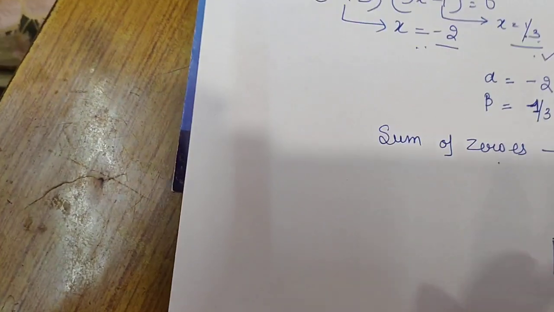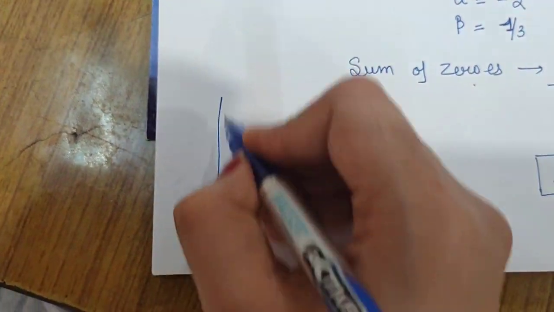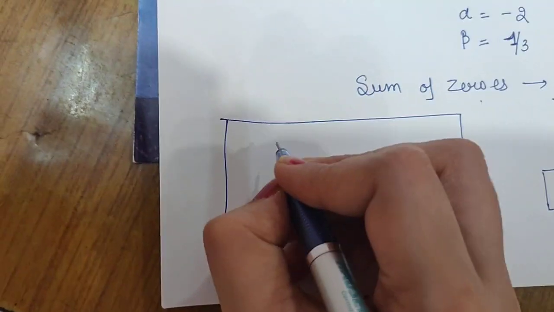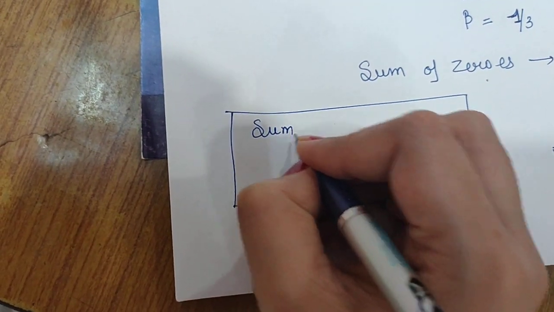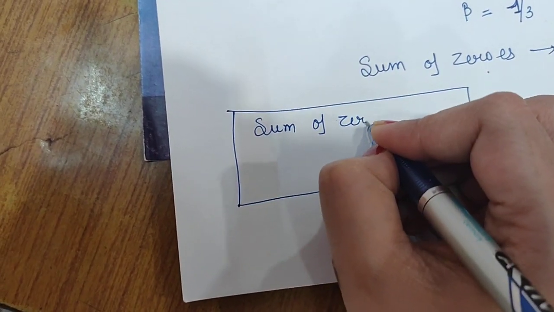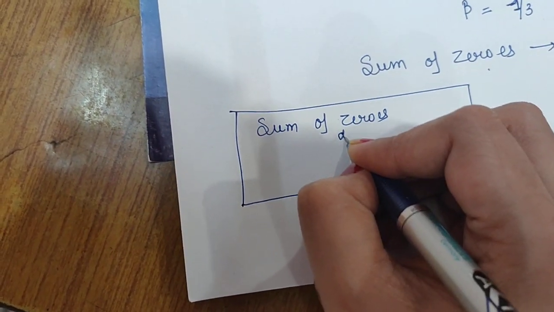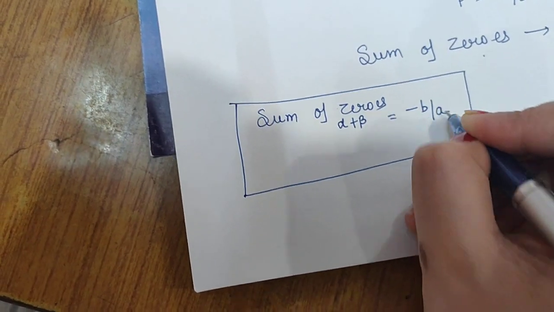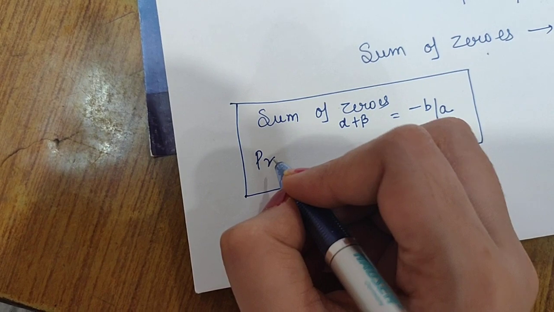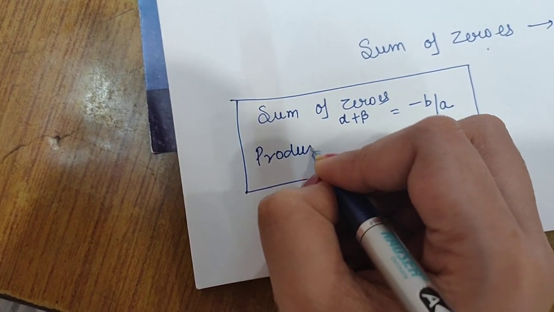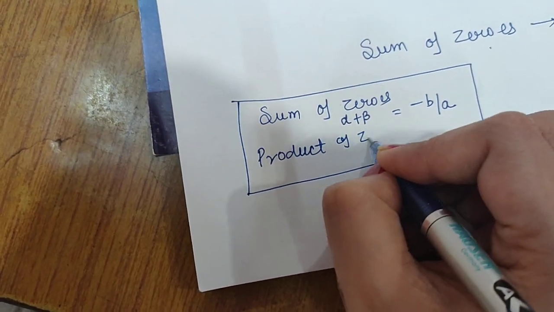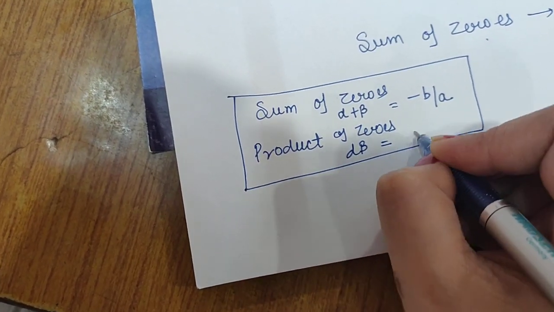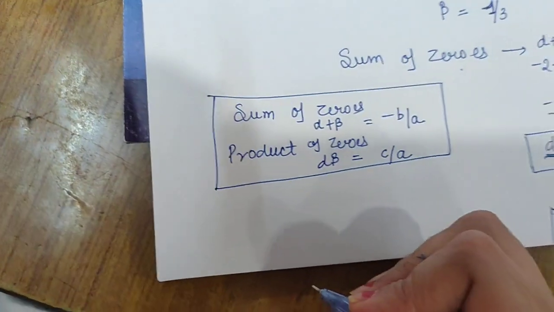So what you have to keep in your mind, the main thing, the relation between zeros and coefficient: sum of zeros, meaning alpha plus beta, is equal to minus b upon a. Product of zeros, meaning alpha into beta, is equal to c upon a. Clear?